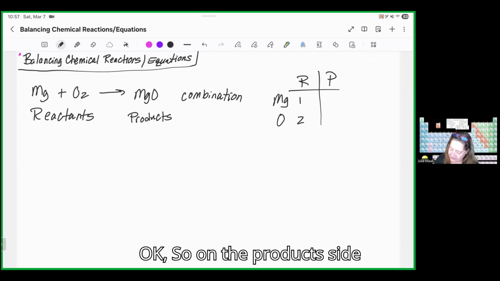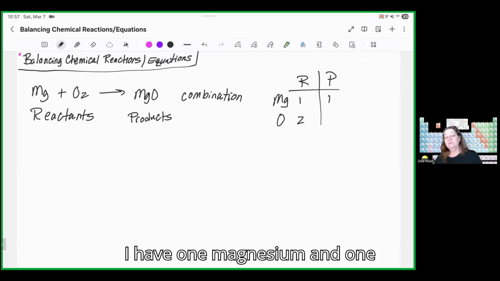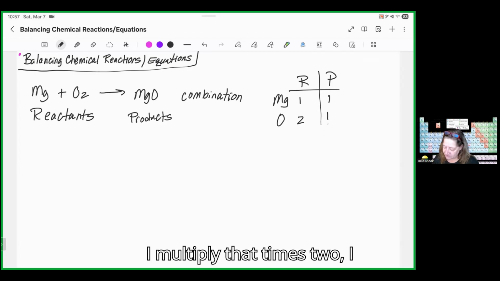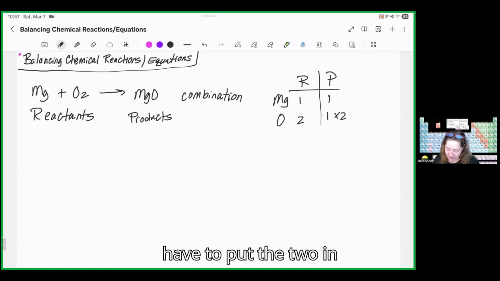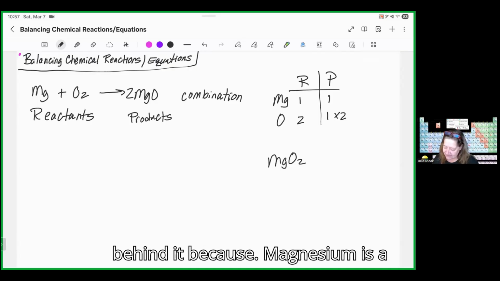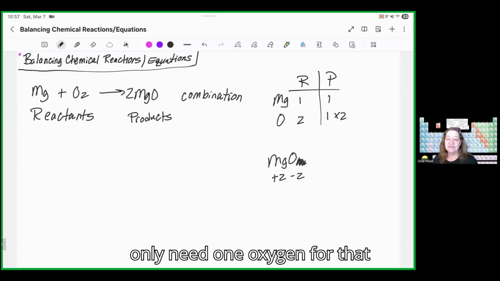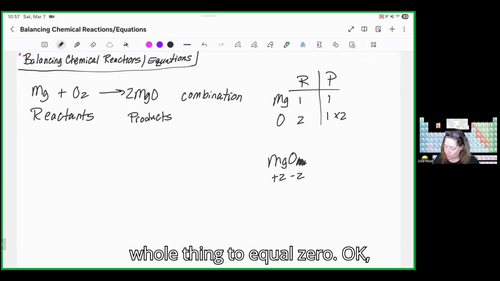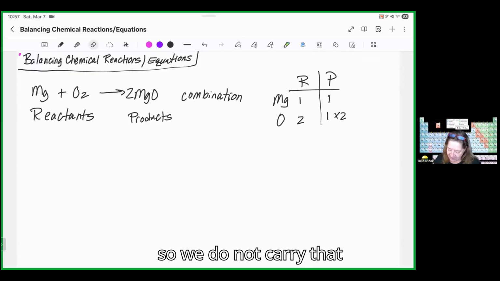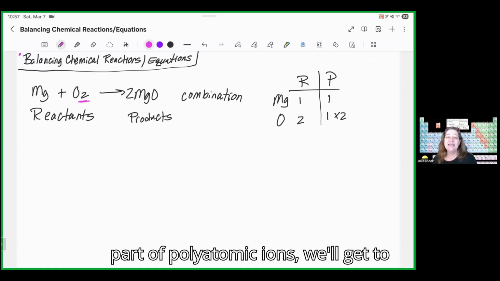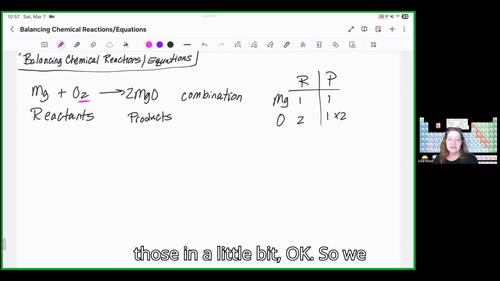On the product side, I have one magnesium and one oxygen. So I need more oxygens on the product side, right? If I multiply that times 2, I have to put the 2 in front. I cannot put a 2 behind it, because magnesium is +2 and oxygen is -2. In our correct formula, we only need one oxygen for that whole thing to equal 0. So we do not carry that subscript with us. The only subscripts we carry are ones that are part of polyatomic ions. We'll get to those in a little bit.